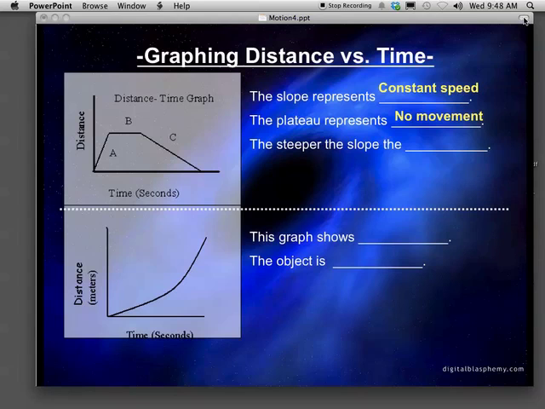What does C represent? Ryan? It's going backwards. It's decreasing its distance. A steeper slope represents what? What does a steep slope on this graph represent? Natalie? More distance covered. If you cover a longer distance in a smaller amount of time, that's speed. Yeah, the steeper the slope, the faster the speed.